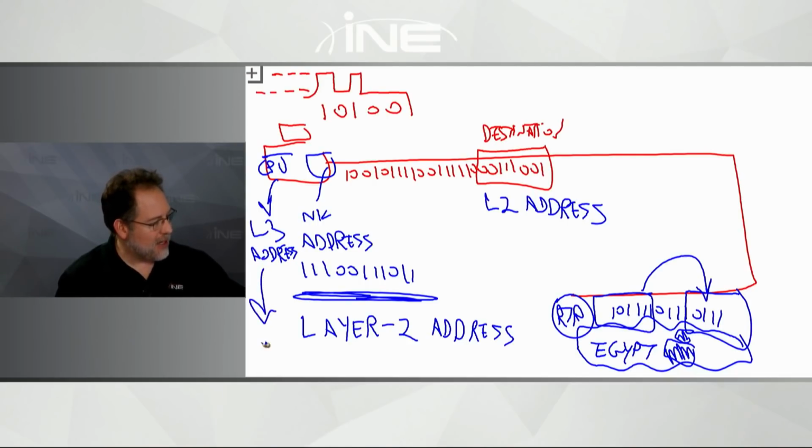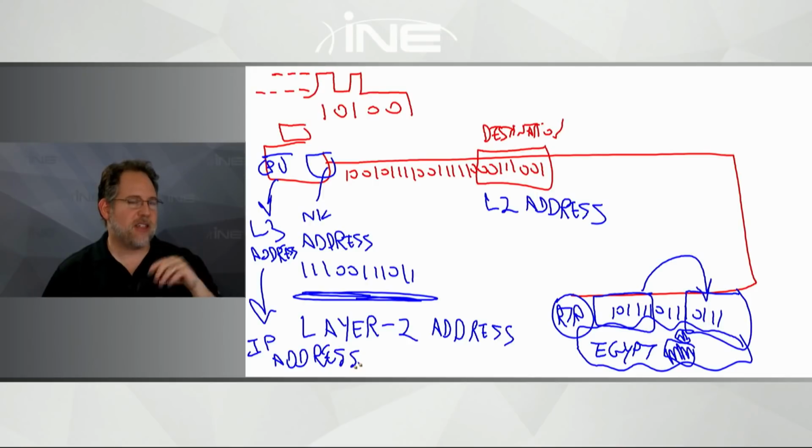Most of the time we refer to that as an IP address. So devices that are not on your cable that want to talk to you have to send their information to your layer 3 address. Now, what does this have to do with switches?